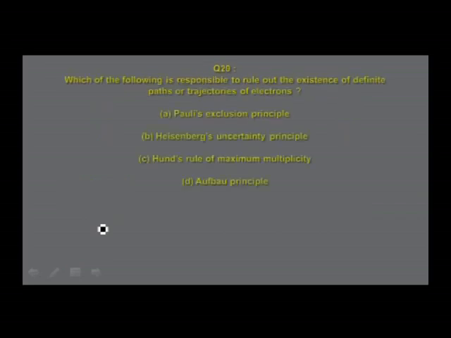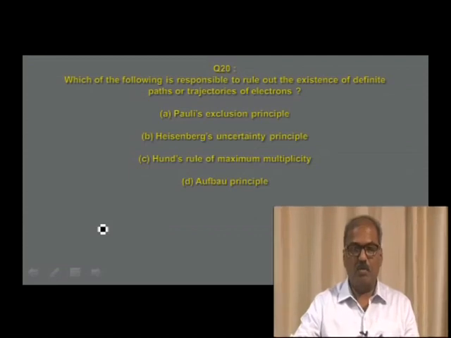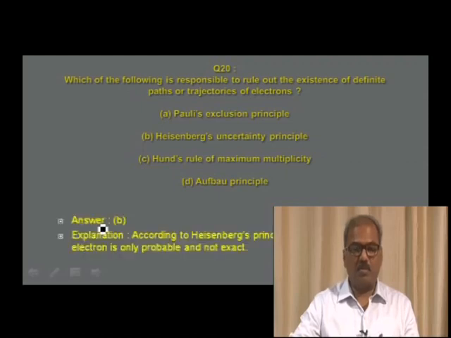Which of the following is responsible to rule out the existence of definite paths or trajectories of electrons? The first one, Pauli's exclusion principle. Option B, Heisenberg's uncertainty principle. Option C, Hund's rule of maximum multiplicity. Option D is Aufbau principle. So for the given question, answer is in option B, and that is Heisenberg's uncertainty principle.